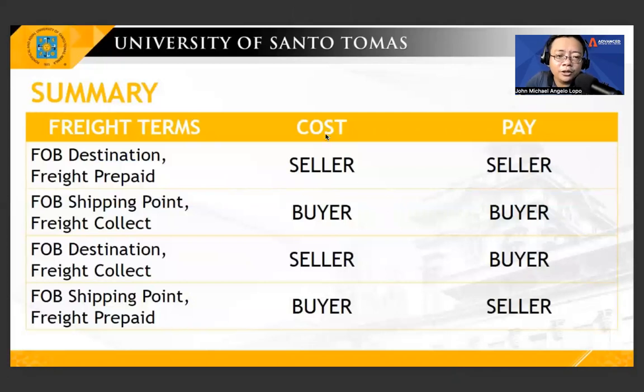Summary. Freight terms, cost: FOB destination, freight prepaid. Okay, destination, seller, di ba? Prepaid, seller. So, the cost, seller, pay, seller. FOB shipping point, freight collect, buyer yan, di ba? Buyer yan. FOB destination, so dapat cost shouldered by the seller, pero ang nagbayad ng freight collect ay buyer. Okay. FOB shipping point, dapat buyer to, pero ang nagbayad niyan ay si seller. Dito lang tayo makakaroon ng confusion. Pero madali lang naman yan. Okay. Yan.